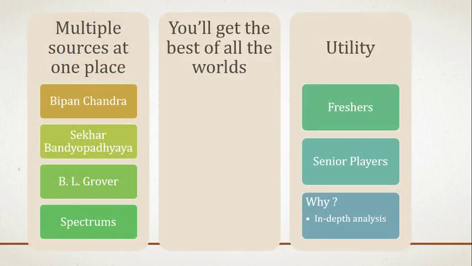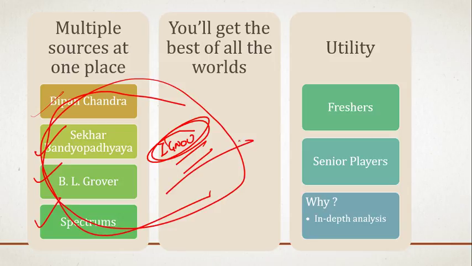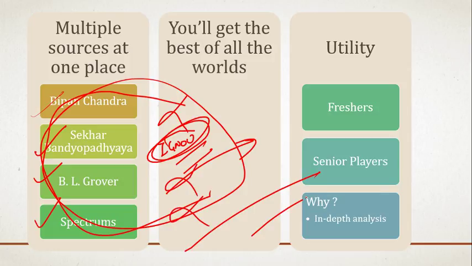As far as the sources of this course are concerned, in this particular course, I'll be referring to different sources such as Bipin Chandra, Shekhar Bandyopadhyay, B.L. Grover, Spectrum, and also some IGNOU material. So you would get the gist of all these materials at one place so that you don't have to read these sources, right? We would be having an in-depth analysis of all these sources so that you can understand entire modern history in a holistic manner.